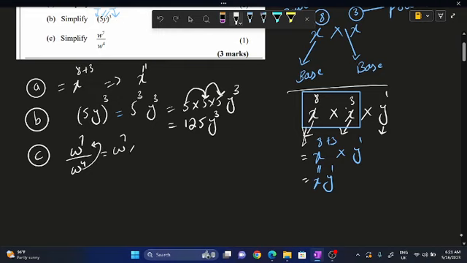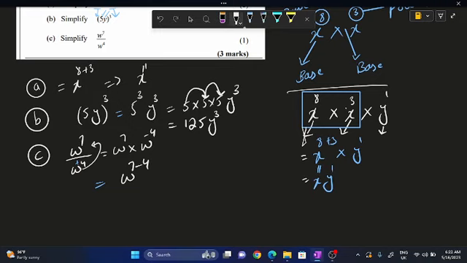So division will be changed into multiplication, and w raised to the power 4 will make w raised to the power minus 4, because in the denominator the power is positive. Whenever it goes in the numerator, its power will be reversed. That would become negative now. So it can be written as w raised to the power 7 minus 4.